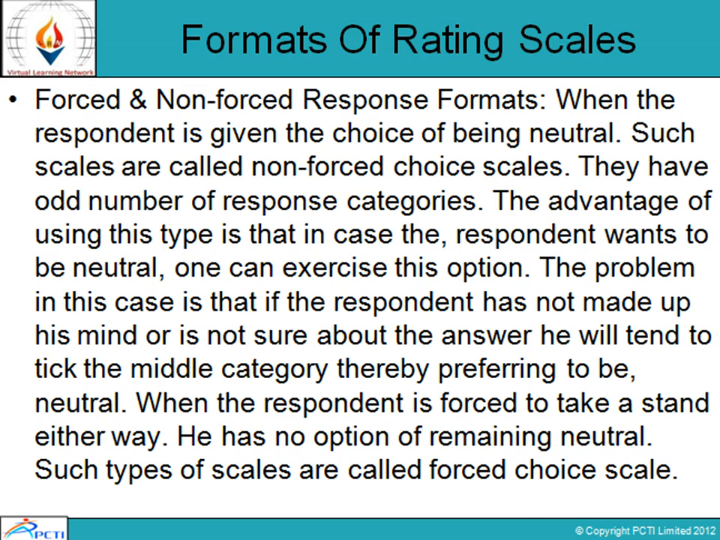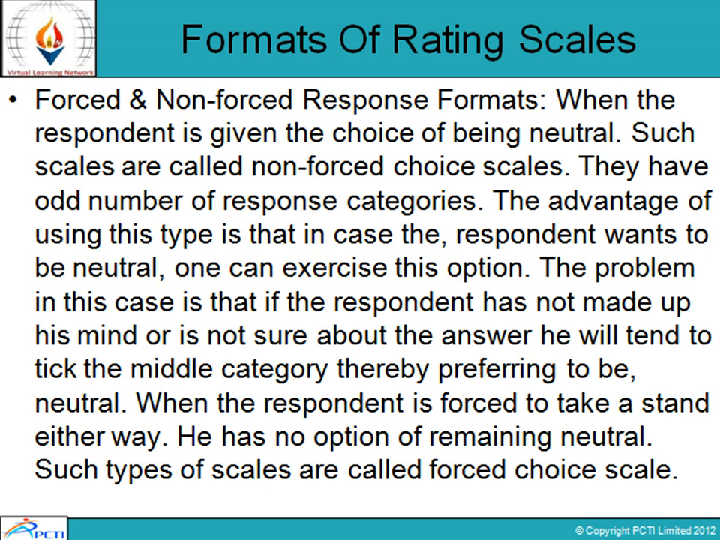Another is forced and non-forced response format. Now here what happens in forced and non-forced response format, the respondent is given the choice of not being in favor or against a particular thing. So he is given an opportunity to be neutral. Such scales are called non-forced choice scales. He is being given an opportunity to be neutral to a particular question. They have odd numbers of response categories.